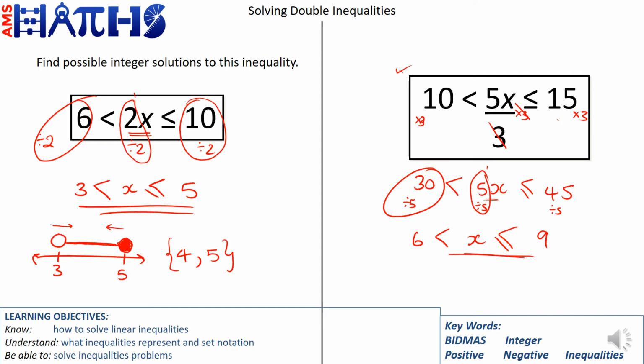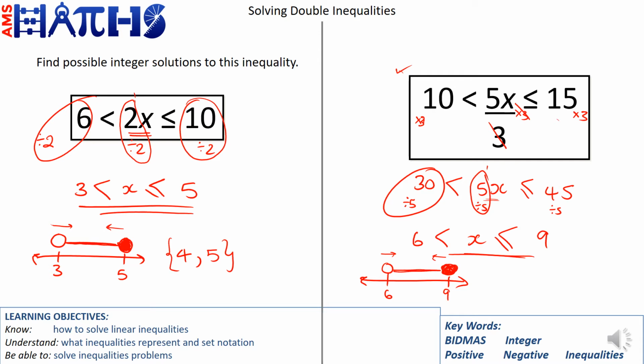Now if they ask you to show it on the number line, put on your reference numbers 6 and 9, put your circles above. The 9 should be shaded because it says less than or equal to. The 6 is not shaded. It says that x needs to be bigger than 6, which is that direction. The 9 is, x needs to be less than 9, which is that direction. So we would join both rings with a line in between.